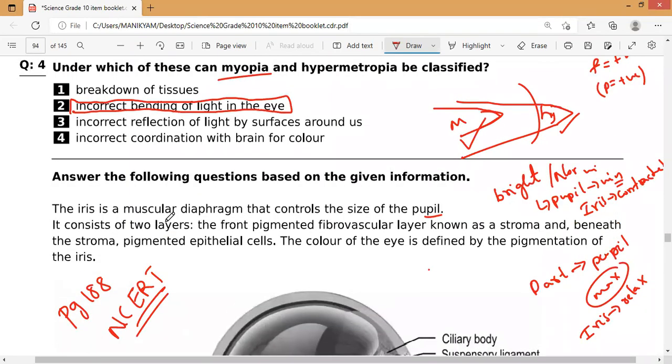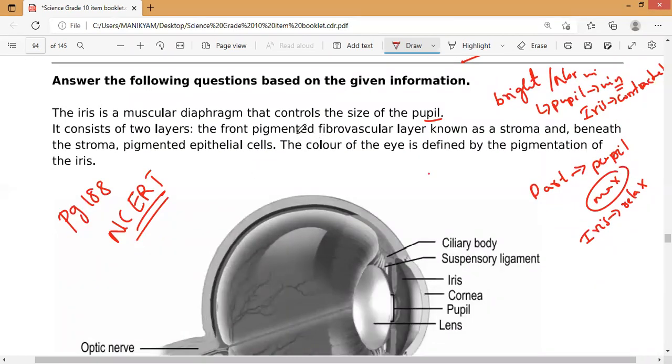Now, this is the given information. It consists of 2 layers. The front pigmented fibrovascular layer known as stroma. Oh, this is completely out of syllabus. And beneath the stroma, pigmented elliptical cells. Now the color of the eye is defined by the pigmentation of the iris. As we all know, the color of the eyes is decided based upon the color of the iris only. Yes or no? Black eyes, brown eyes, blue eyes, everything is based upon the color of the iris. So the iris has 2 layers: the front layer is a fibrovascular layer known as stroma, and beneath the stroma another layer of elliptical cells is present.